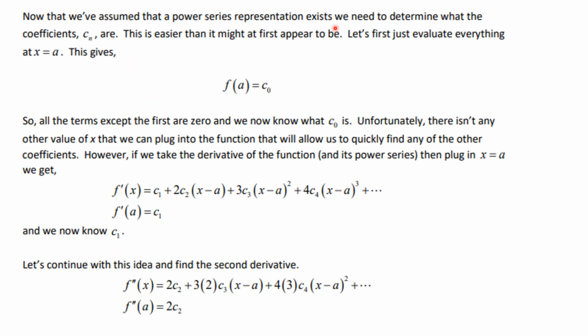Now that we've assumed that this exists, we need to figure out what these c sub n's are. And this is easier than you might have thought. First, we're just going to evaluate everything at x equal a. When you put x equal a in there, all the terms drop out except the very first term. And so f of a is equal to c0, because all of those other terms with the x minus a's drop out.